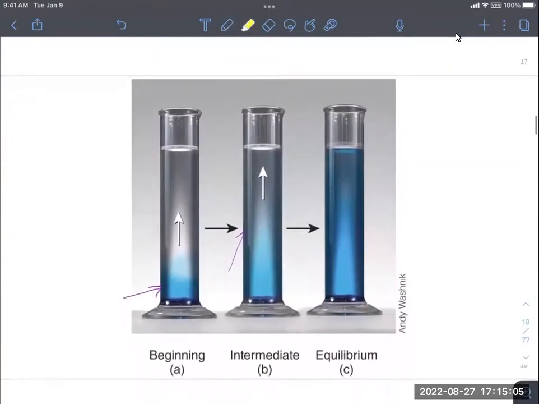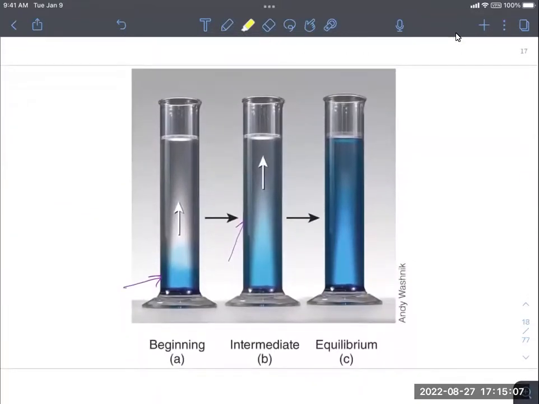So here's the example I was explaining. There's blue food coloring in this tube, and then there's water added. If we look, the blue food coloring starts out towards the bottom. It starts to move up towards the middle, and eventually the entire test tube is filled with blue water because that blue food coloring spread out.